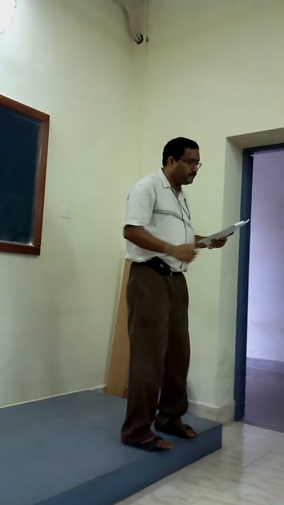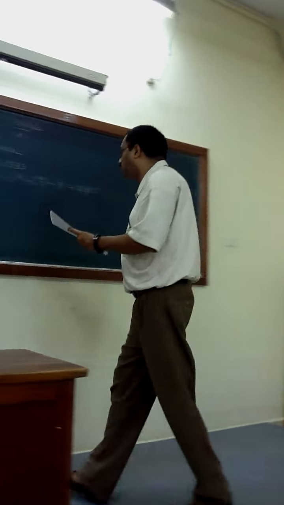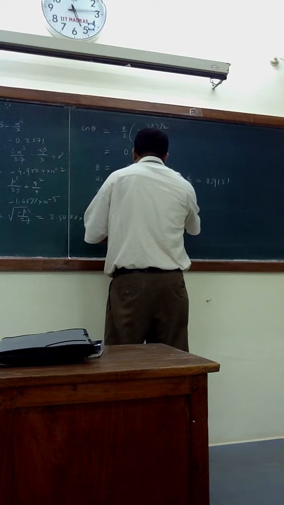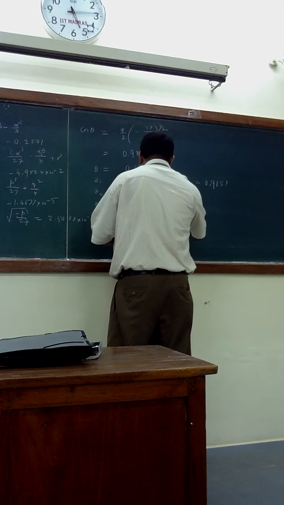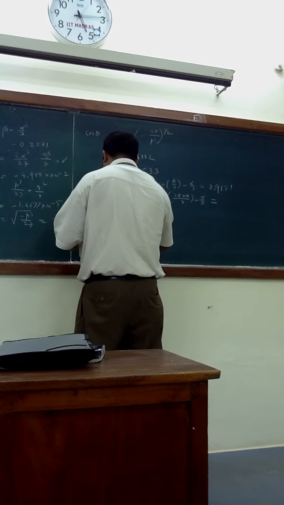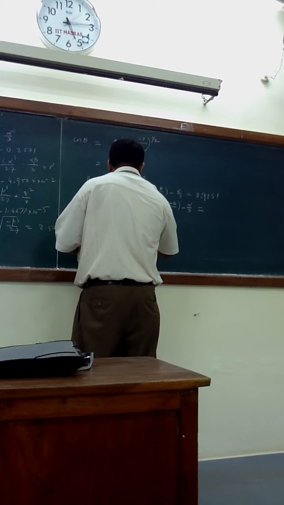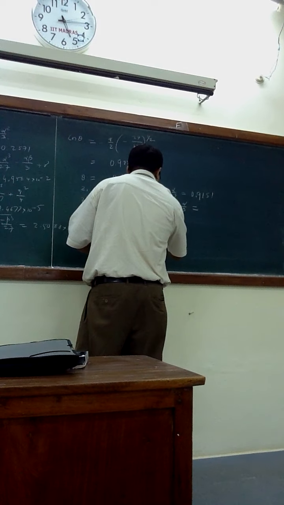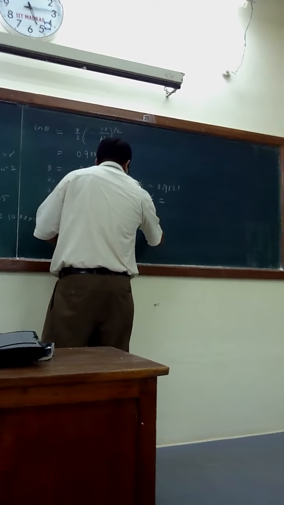Okay, z2. z2 is 2r to the power 1/3 cos of (theta by 3 plus 2 pi by 3) minus alpha by 3. And the third one is 2r to the power 1/3 cos of (theta by 3 plus 4 pi by 3) minus alpha by 3.